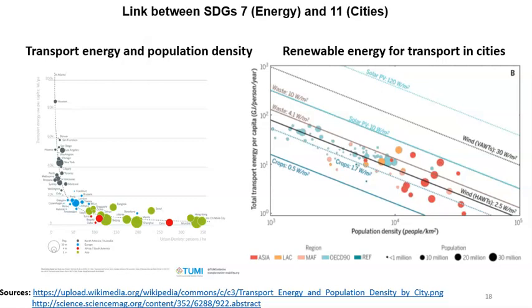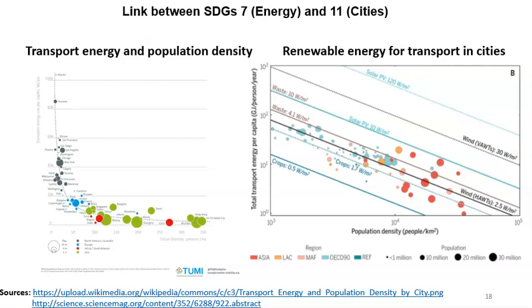We also have strong linkage between the energy goal and the goal for sustainable living in cities. On these graphs you see how energy use in cities is correlated with population density. In particular for transportation, we see that as cities get more densely populated, which you can see here on the left graph, the energy use drastically declines. So we see there's a strong correlation between urban form, which is one of the arenas of urban planning, and energy use. On the left side, you also see that cities have a large potential for renewable energies.